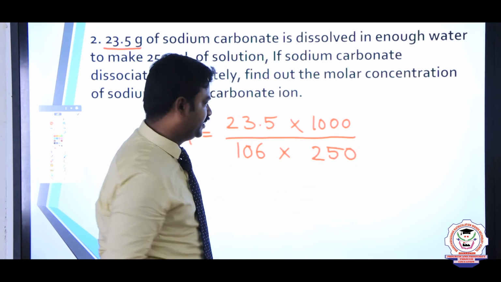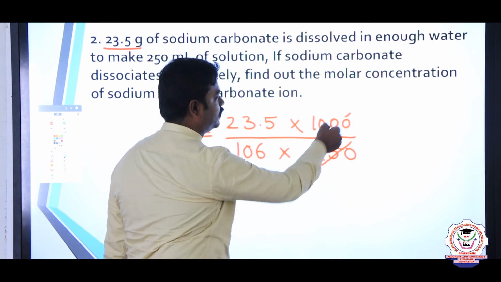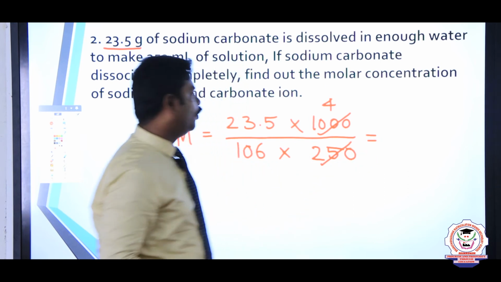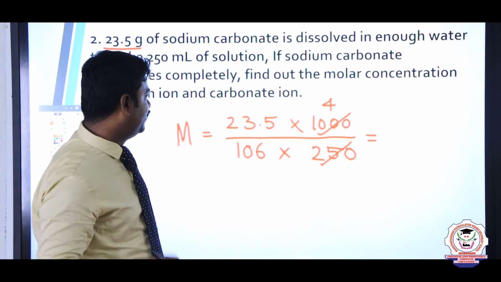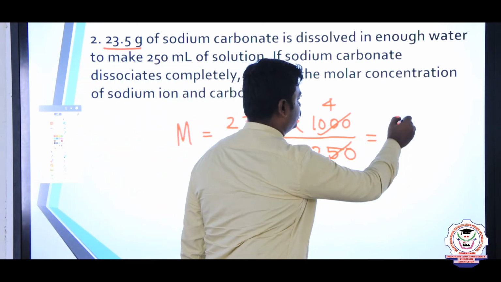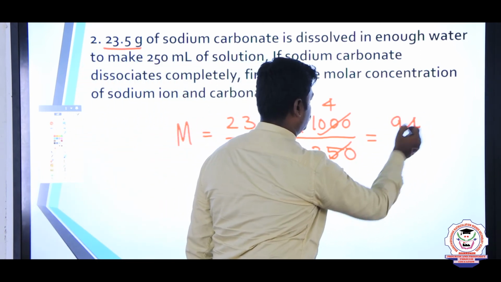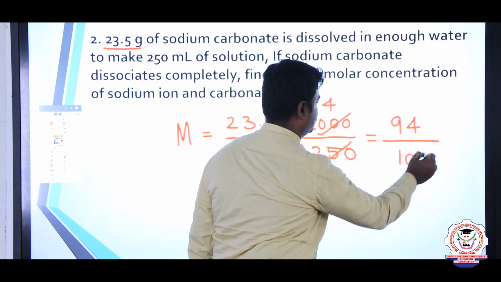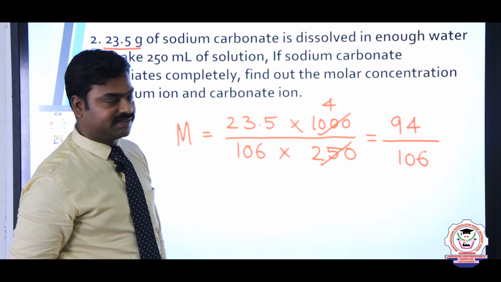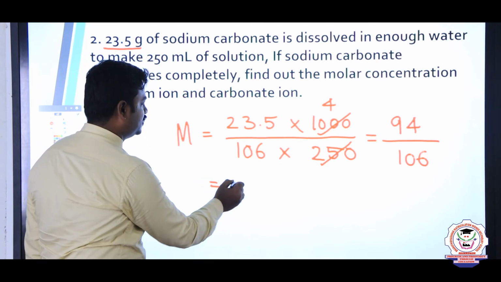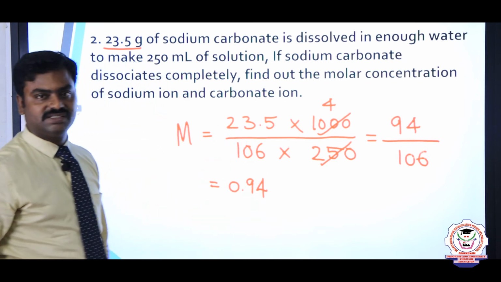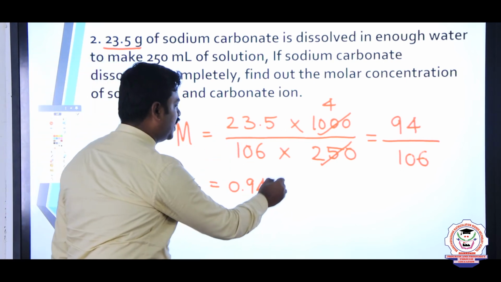Now we can simplify it. 250 with 1000, you will get the value 4. That is equal to 4 into 23.5. The value is 94, divided by 106. So when you divide 94 with 106, you will get the value as 0.94. The value is 0.94 molar solution.